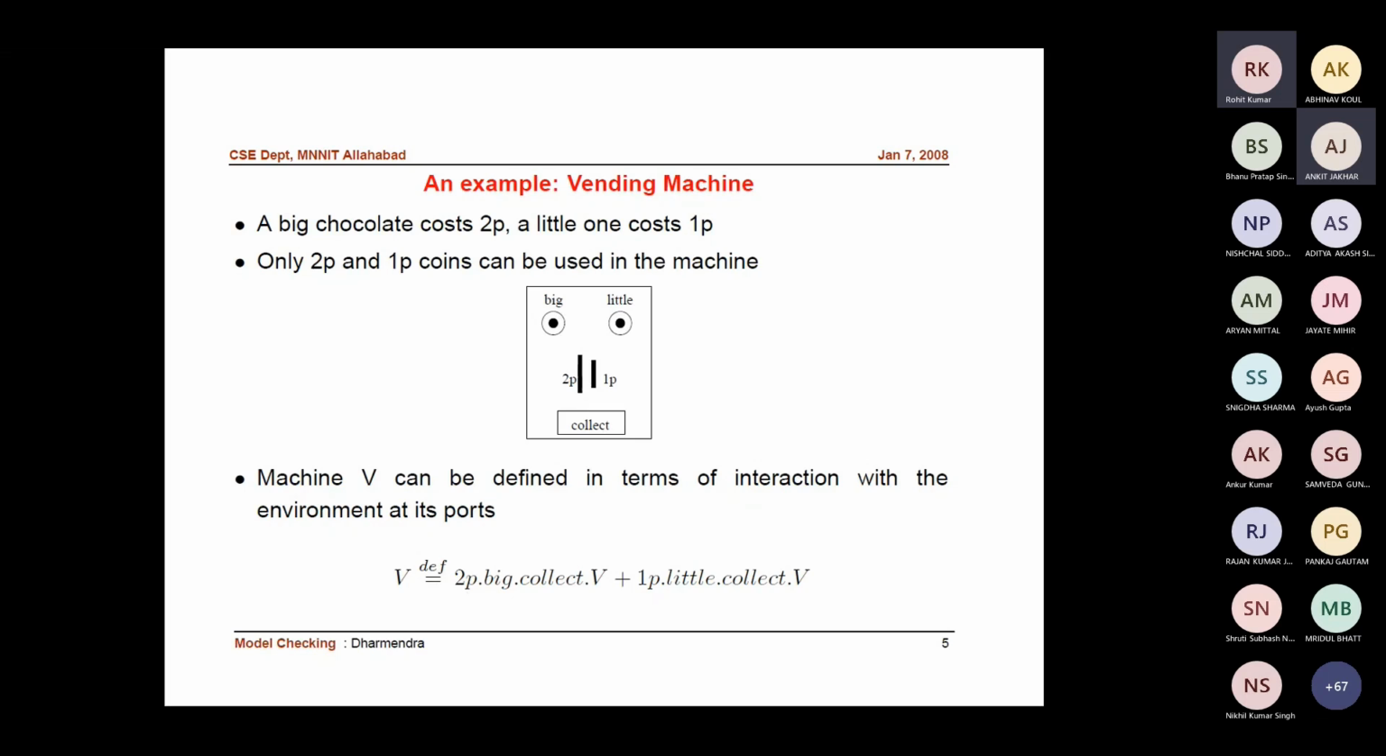If you want this kind of behavior, then this machine is defined in this way: 2p dot big dot collect dot B plus 1p dot little dot collect dot B. But if you want to change the behavior, supposing we are 2 friends and we have got 2 paisa, we want to insert 2 paisa and get 2 little chocolates. Just a minute.